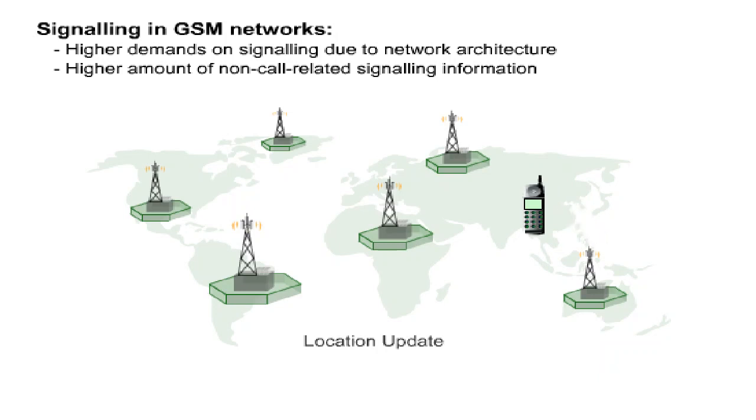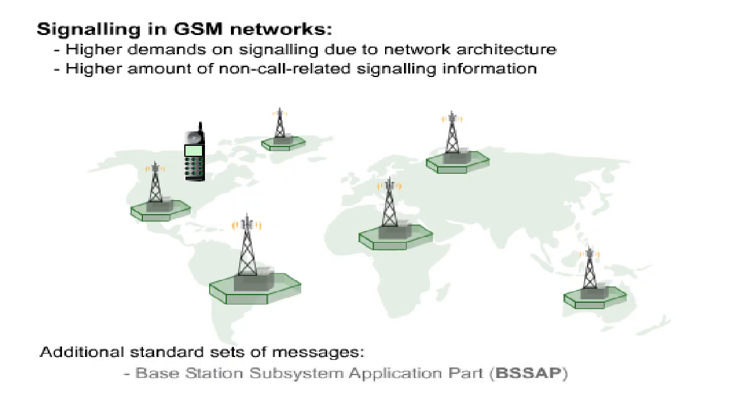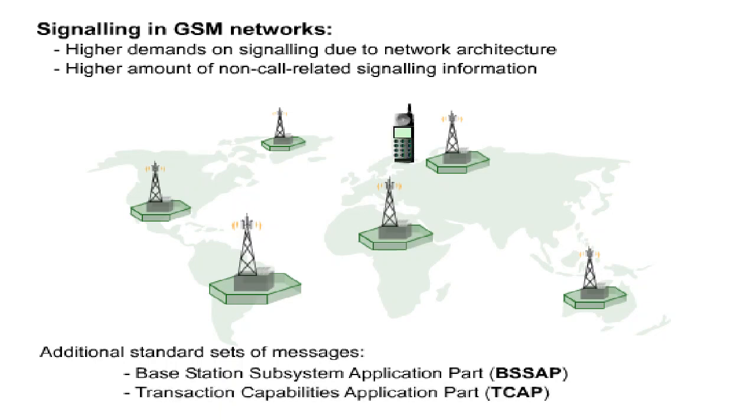To guarantee that the signaling demands in GSM networks are met, additional standard sets of messages are required. The following protocol layers are necessary: the base station subsystem application part, BSSAP, the transaction capabilities application part, TCAP, and the mobile application part, MAP.